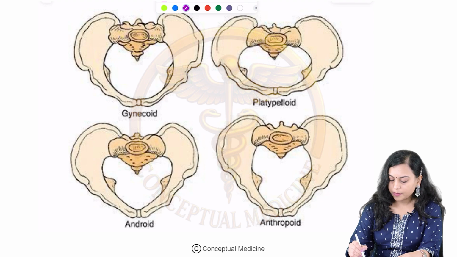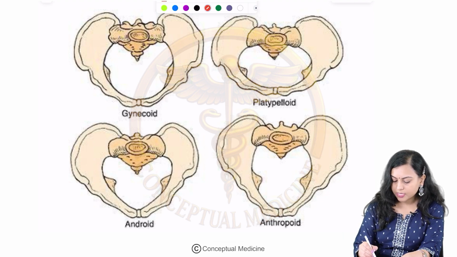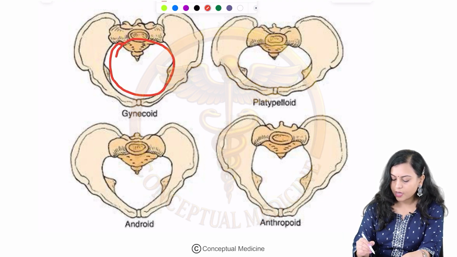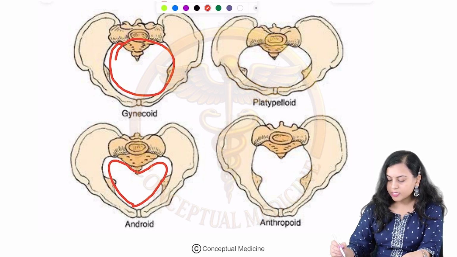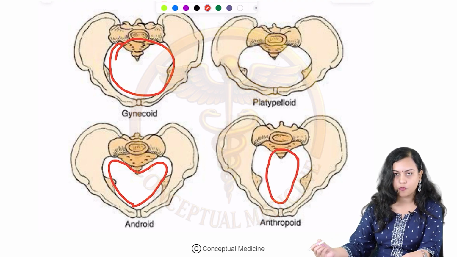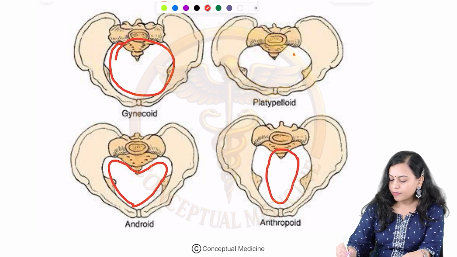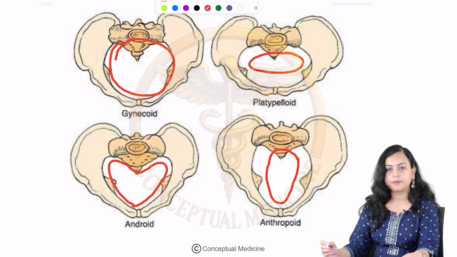If we see the gynecoid pelvis, it is a round shaped pelvis, whereas the android pelvis is a heart shaped pelvis. The anthropoid pelvis is an oval pelvis, but it is anteroposteriorly oval. Platypelloid pelvis is a transversely oval pelvis.